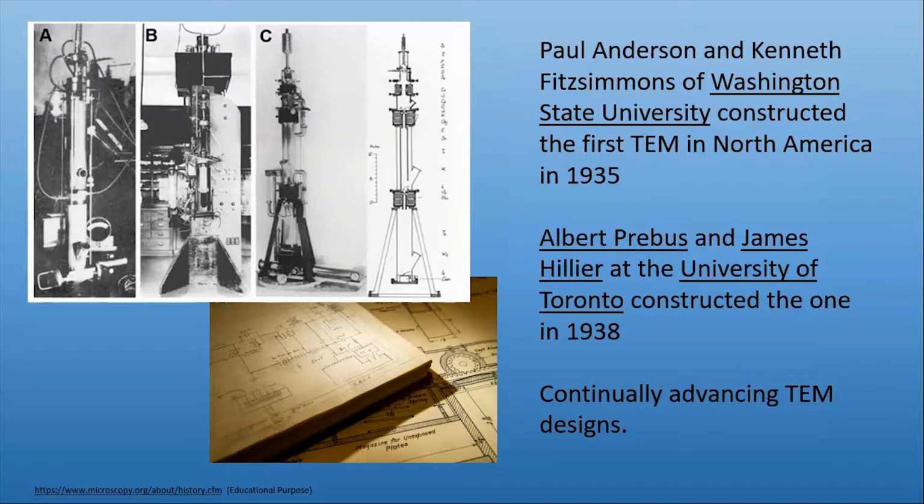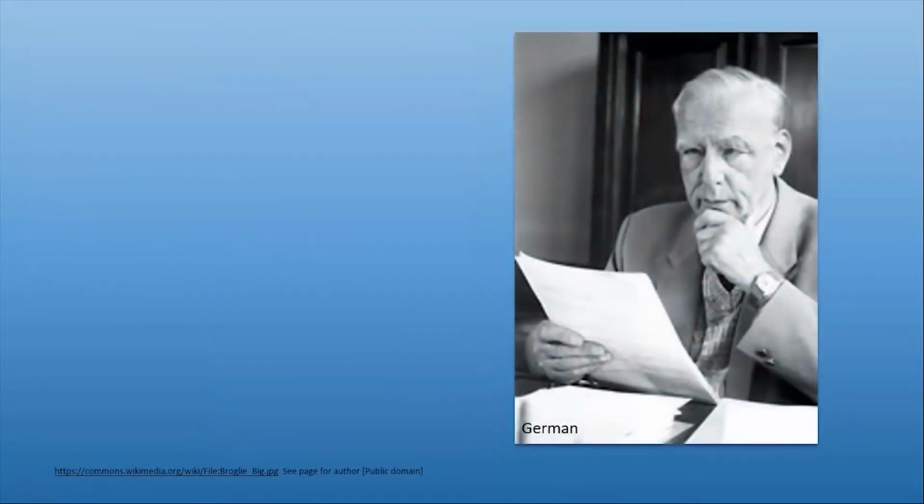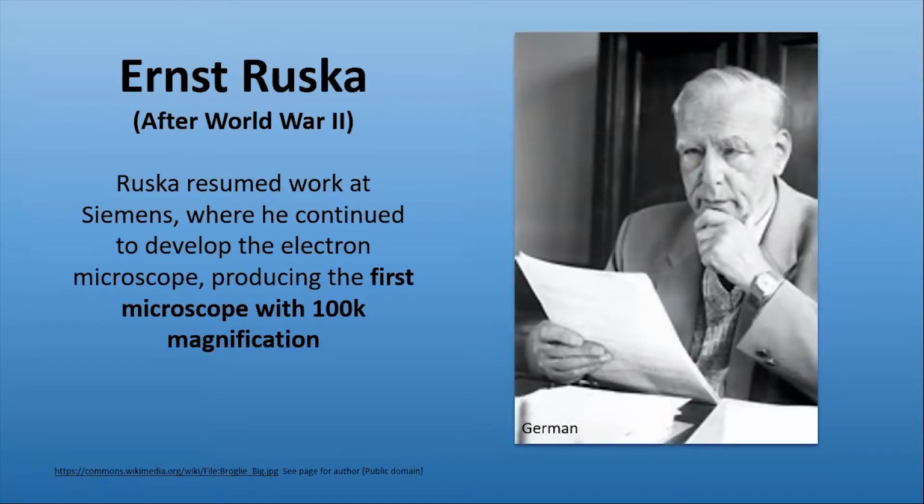With each iteration, the TEM advanced in design. In the top left, you can see some of those initial designs. After World War II, Ernest Ruska resumed his work at Siemens, where he continued to develop the electron microscope. He produced the first electron microscope with 100K magnification.